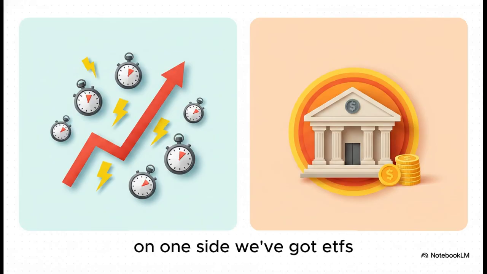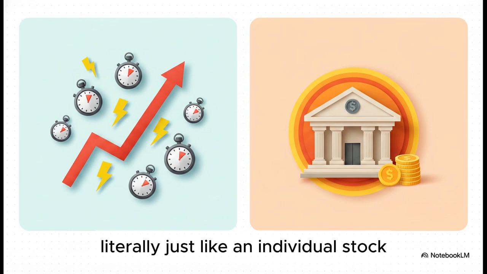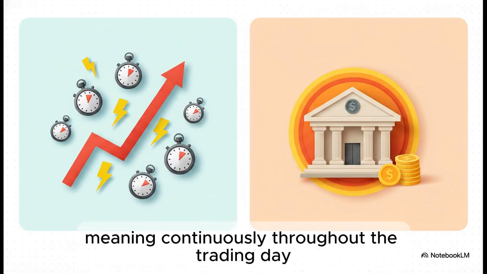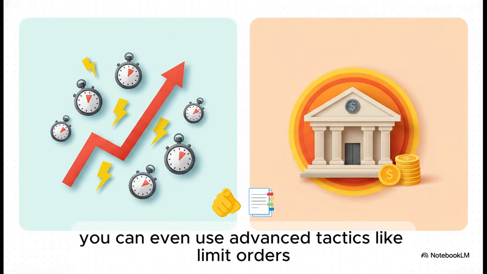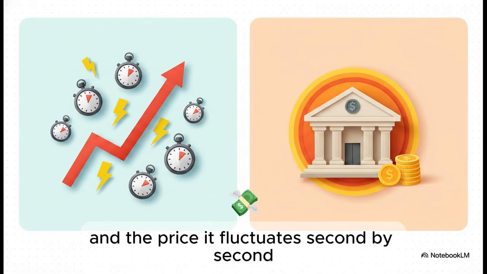On one side, we've got ETFs. Just like the name implies, exchange-traded funds trade directly on a stock exchange, literally just like an individual stock. You can buy or sell them intraday, meaning continuously throughout the trading day. You can even use advanced tactics like limit orders or short selling if that's your thing. And the price, it fluctuates second by second.